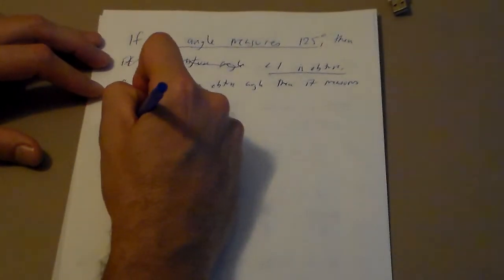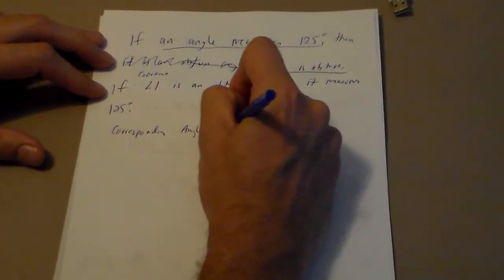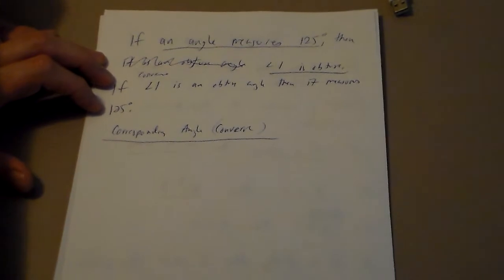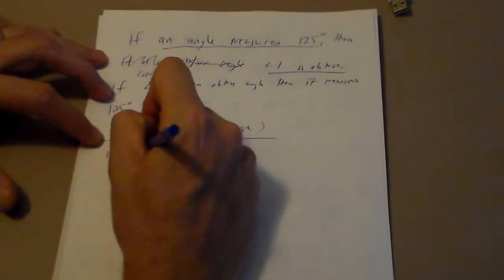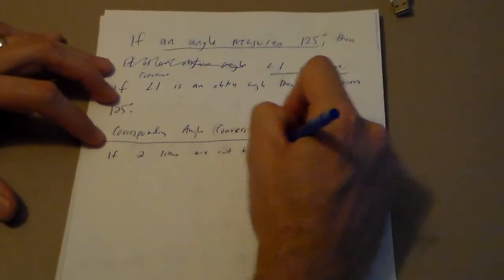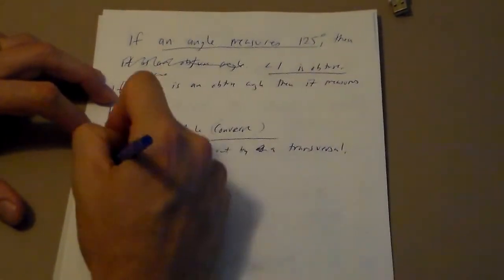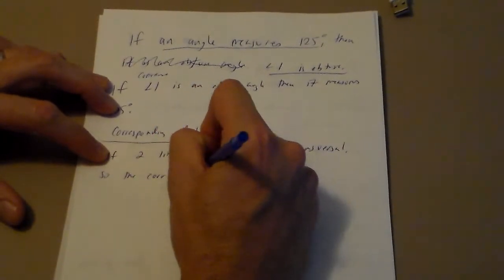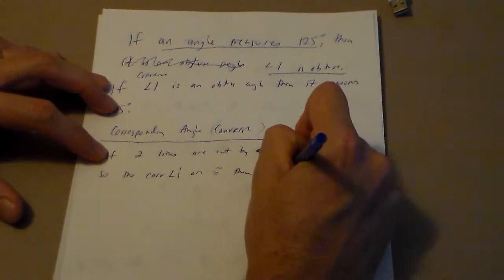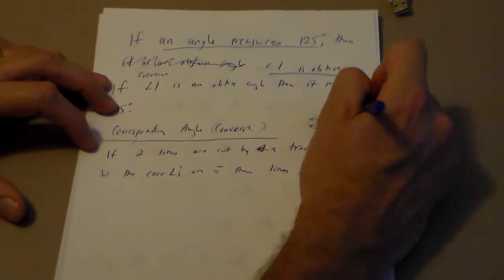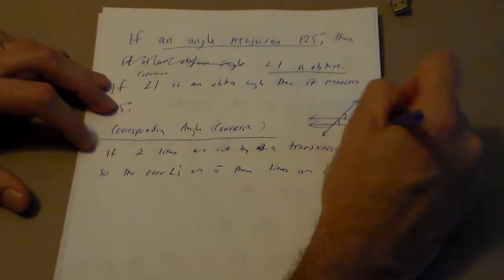So you're going to have something like this. The corresponding angle converse. Let's think about what the corresponding angle theorem was before we used converse. It said something like, if two parallel lines are cut by a transversal, then the corresponding angles are congruent. So now I'm going to say, if two lines are cut by a transversal, so the corresponding angles are congruent, then the lines are parallel. If you had a figure like this and it told you that that angle is congruent to that angle, then I can say that M is parallel to N.